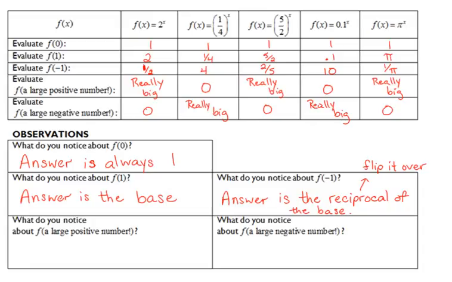What is the difference between those two groups? What's the difference between those two groups? We have 2 to the x, 5 over 2 to the x, and pi to the x. They behave similarly. And then we have 1 fourth to the x and 0.1 to the x.